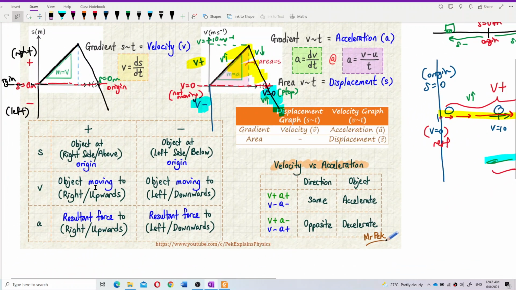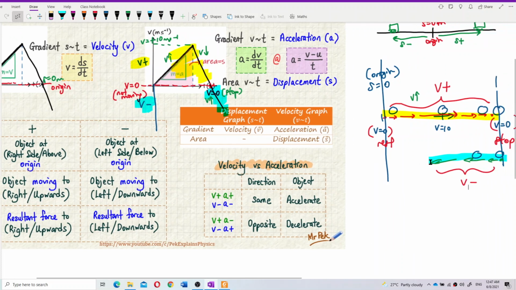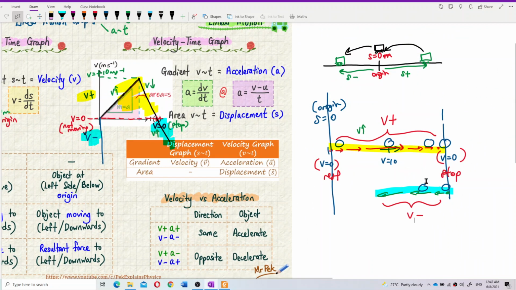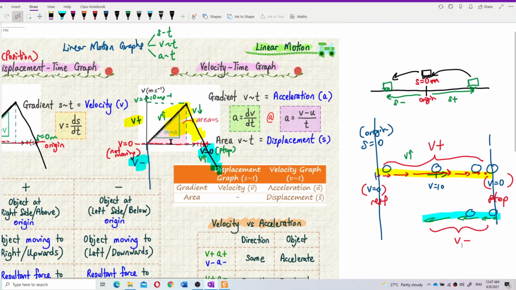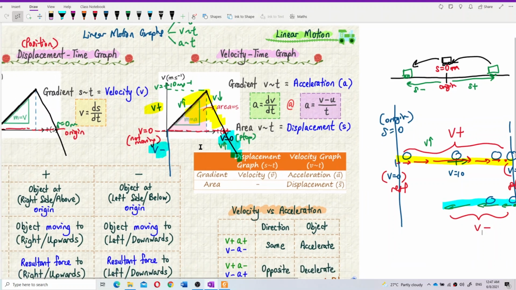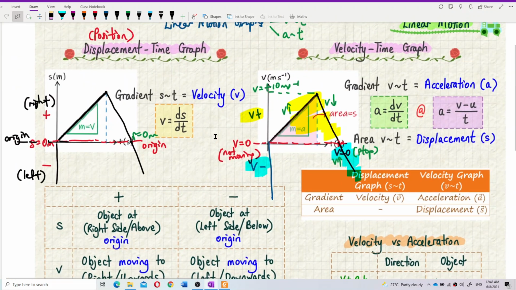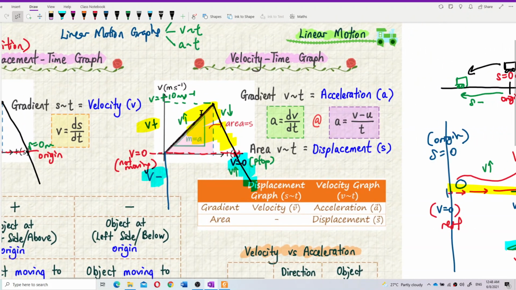Understand? So velocity negative means the object is moving to the left or downward. Okay. All right. I think I explained quite clearly over here. Now, looking back to this graph.